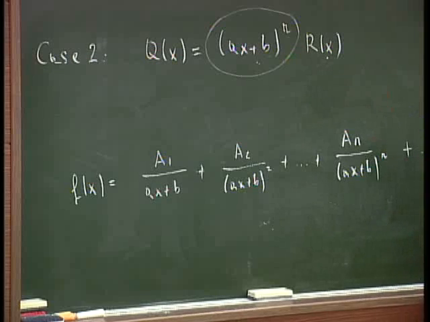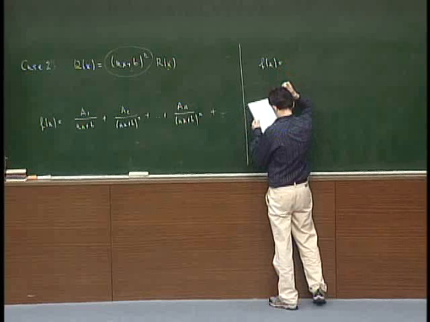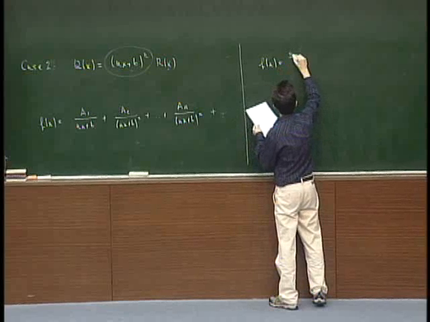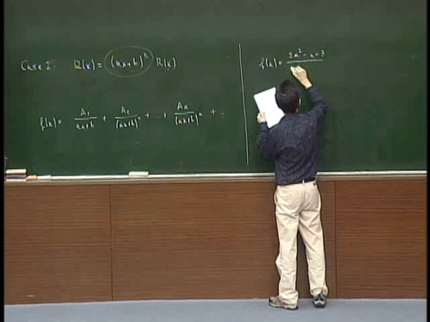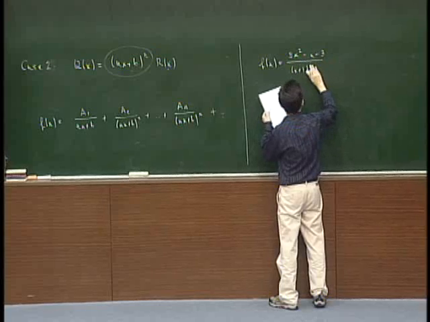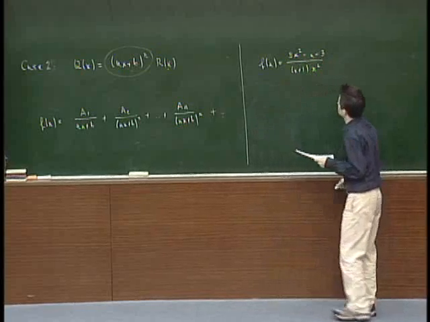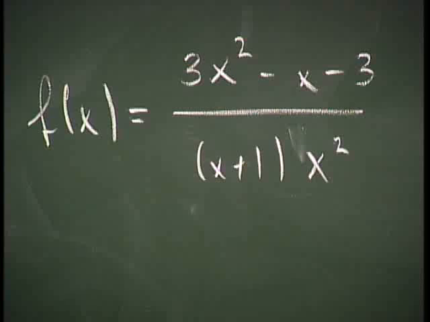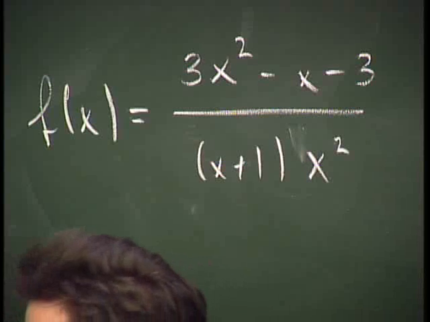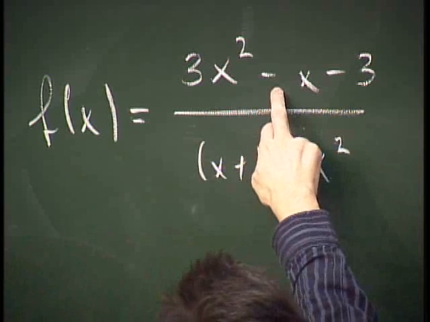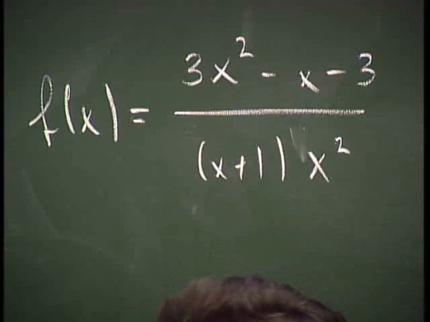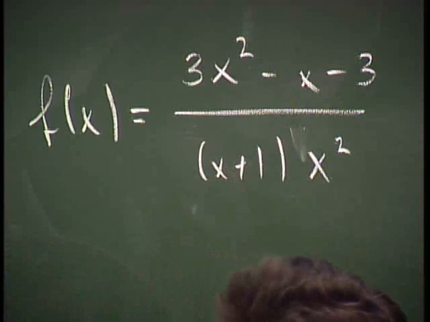And for the remainder here, the same. So for instance, an example for this case is the following one: 3x squared minus x minus 3 over x plus 1 times x squared. So you see that, again, we have 3 steps. The first step is checking whether the given rational function is proper or improper. You see that the degree of the numerator is 2, the degree of the denominator is 3. So indeed, this rational function is proper. So we do not have to do long division.